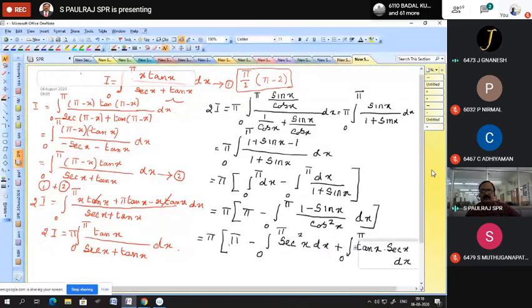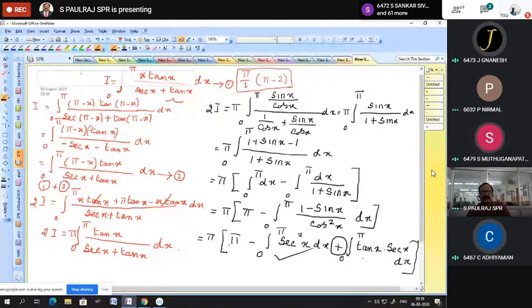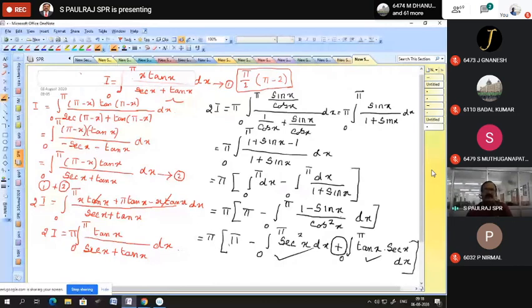Now understood how to do the problem? Now this is the formula. It is minus or plus, you tell me? Plus only. So now you simplify this term. Integral of secant square x, everybody knows the formula: tan x. Integral of secant x tan x is secant x. Apply the limit. Then this is your final answer.